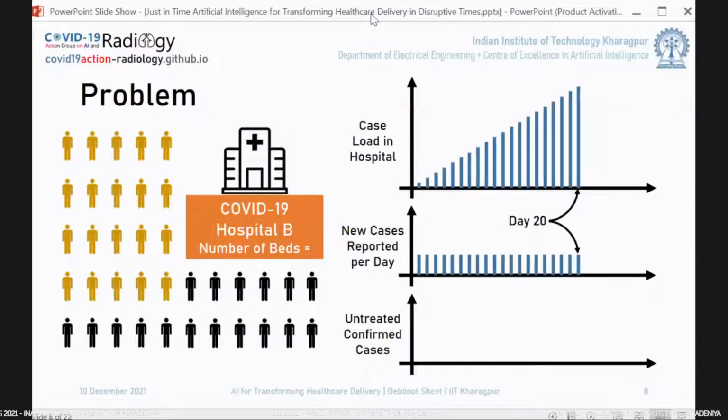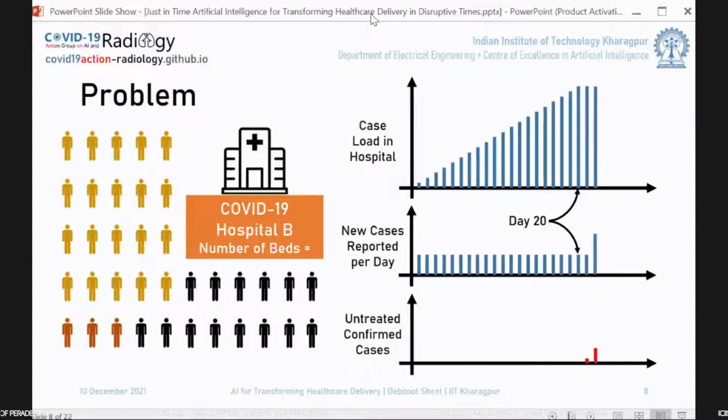Now, here you don't have that condition. So on the 21st day, there is no cure. So now there is one person, or a confirmed case, who is left untreated. So the untreated case is still there in their house. They do not go to the hospital.